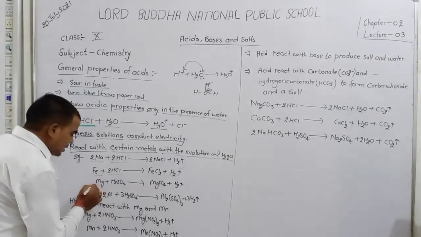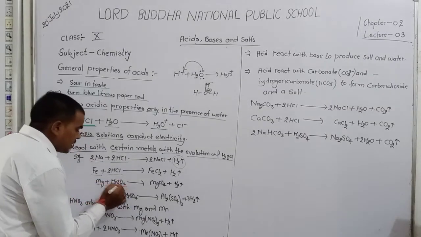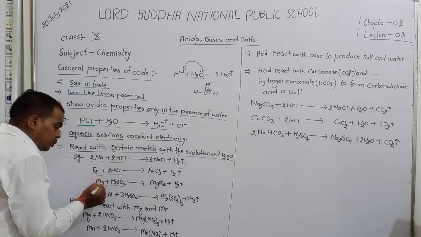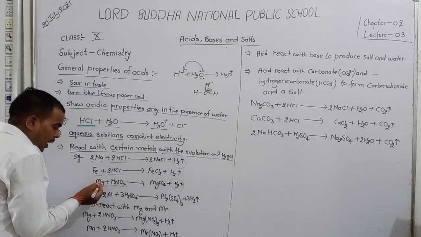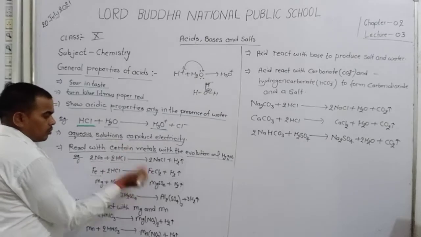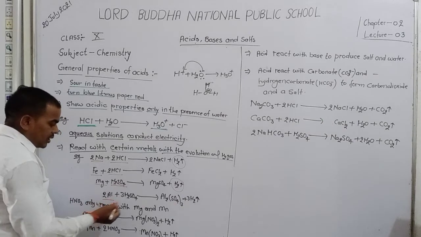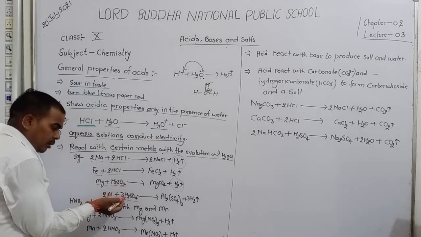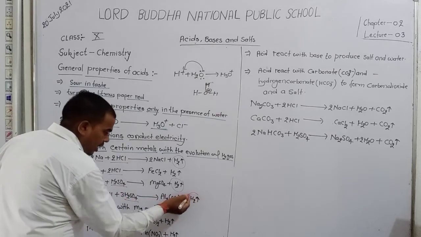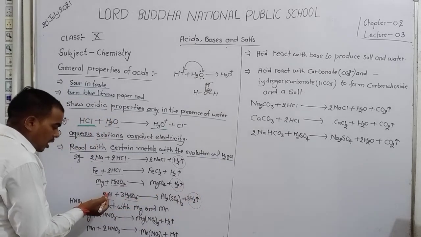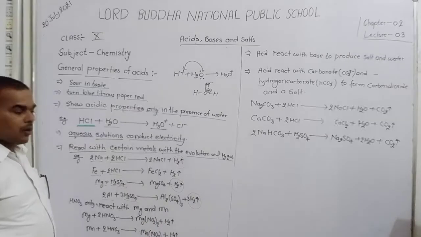Now here magnesium metal, Mg, reacts with sulfuric acid and displaces the hydrogen gas from the sulfuric acid and forms MgSO4. Now aluminium metal reacts with sulfuric acid and displaces the hydrogen present in the acid as hydrogen gas and makes Al2(SO4)3, that is aluminium sulfate.